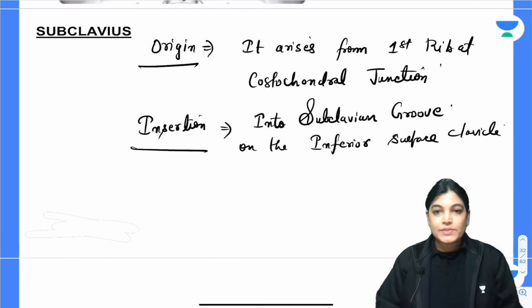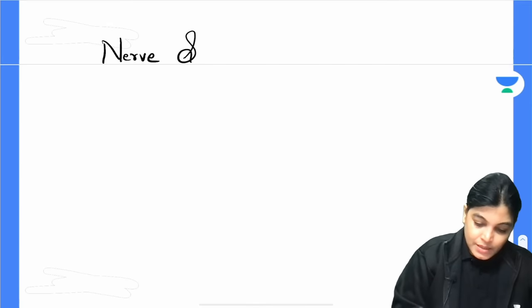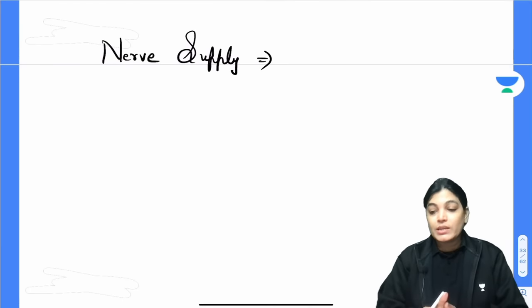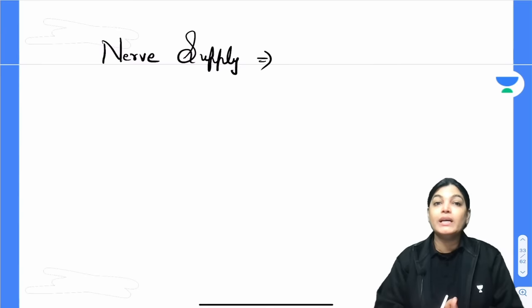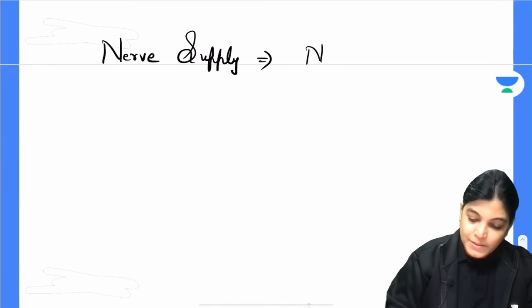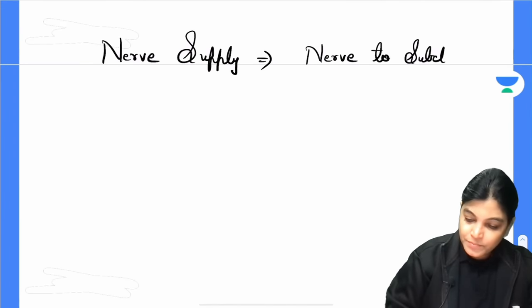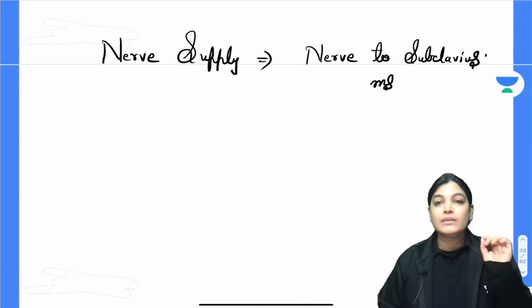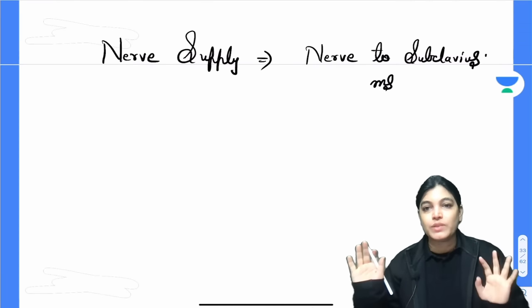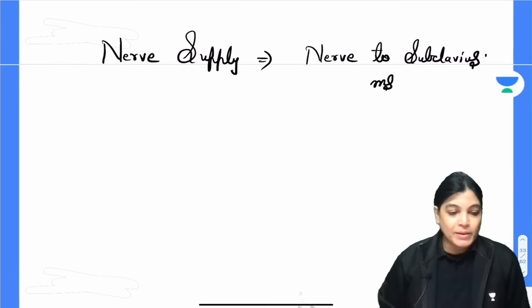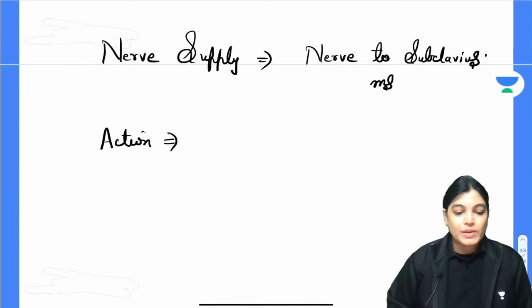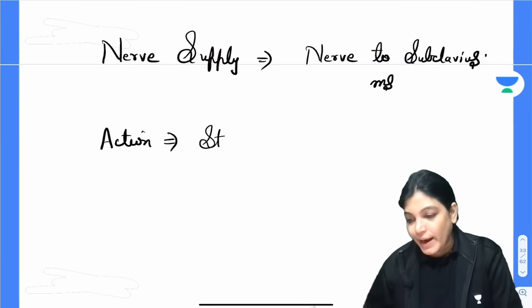Next important point is to know the nerve supply and the action of the subclavius muscle. Nerve supply. It's very easy to remember. If you know the name of the muscle, the nerve supply is known. What is the name of the muscle? Subclavius muscle. And its nerve supply will be the nerve to subclavius muscle. Actually, the nerve to subclavius is a branch from the upper trunk of the brachial plexus. We are not going into that part because brachial plexus is a separate topic which will be taken by me. Don't worry about that. And action. Its action is that it acts as a stabilizing factor.